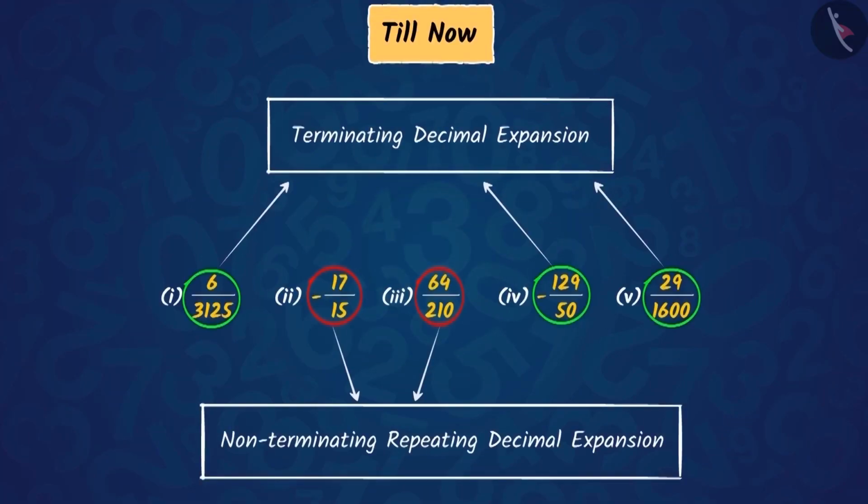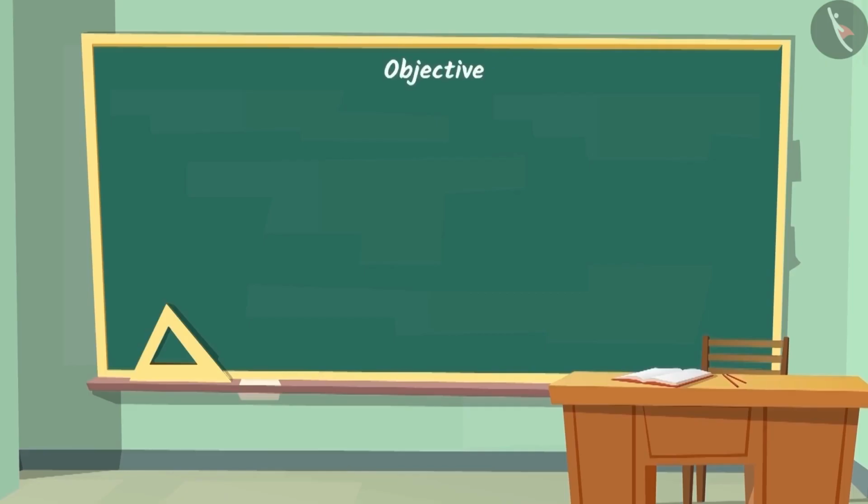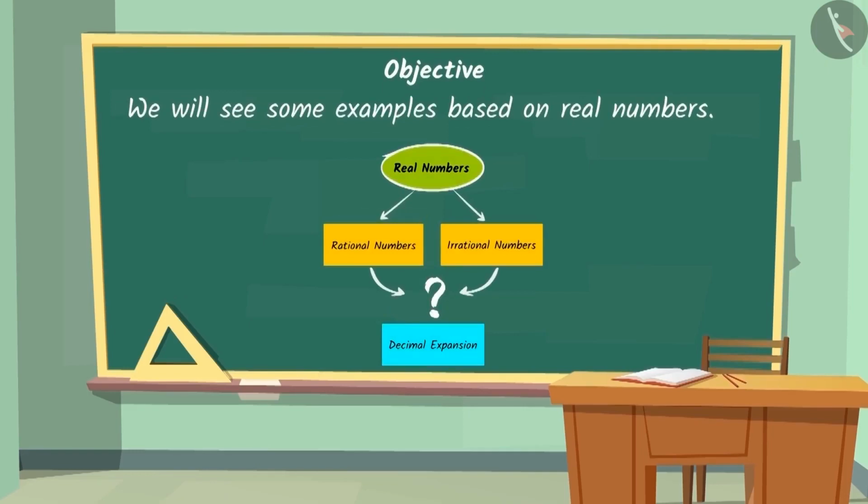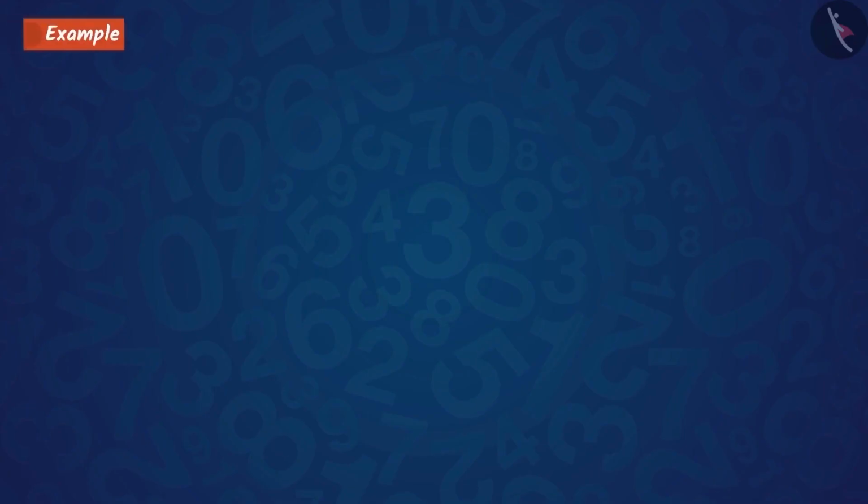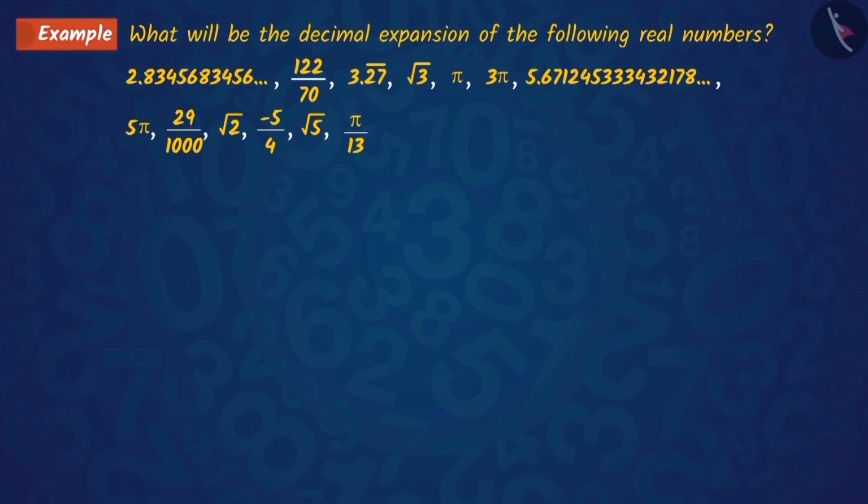In the previous video, we saw some examples based on decimal expansions of rational numbers. In this video, we will see some interesting examples based on real numbers. So come on, let's discuss these real numbers. What can you tell about these numbers by looking at them?